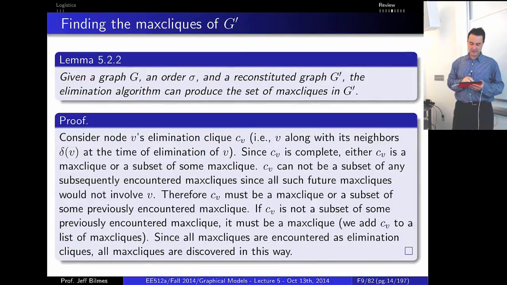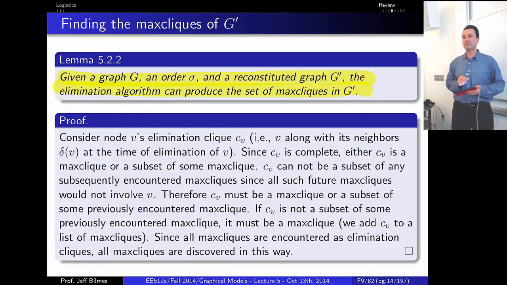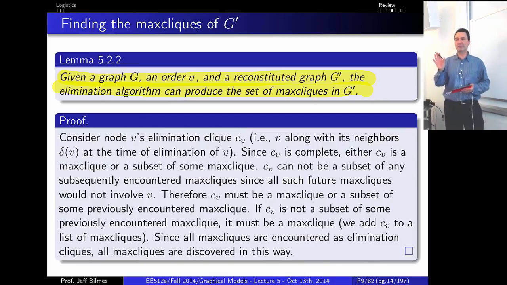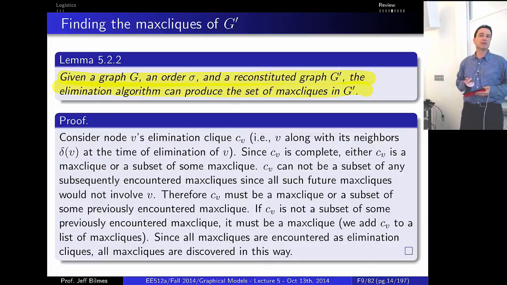And in fact, this theorem can be strengthened a little bit by saying, in some sense, that when we run the elimination algorithm on the original graph, it's easy to find the set of max cliques in the reconstituted graph. And the way we do that is by noting that any clique we encounter is never going to be a subclique of any future clique, because we've eliminated that node. So it must itself be either a max clique or a subclique of a previous clique, and then we just maintain this list of max cliques. And if you're not a subset of some previous max clique, you're a max clique, which proves the theorem.